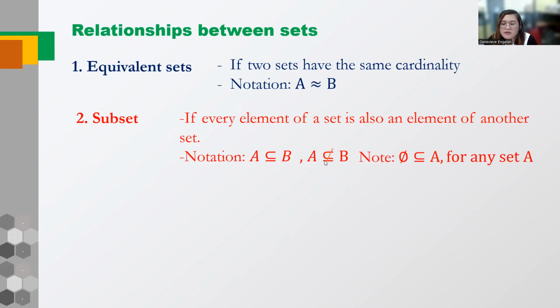So kung naapod kini nga symbols, umura siya gi-crush no. So that is A is not a subset of B. So A is not a subset of B. So mao ni siya notation kung dili subset.